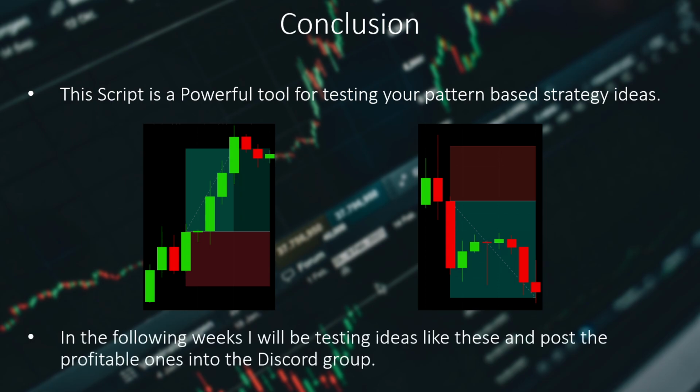In the following weeks, I will be testing out ideas just like these, and if I find them to be profitable, I will post them into the Discord group.